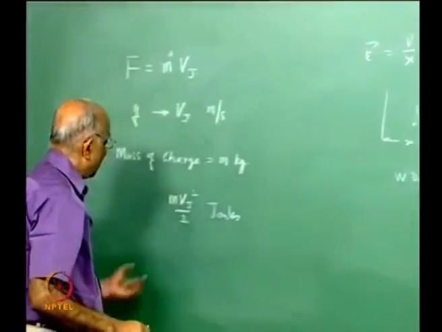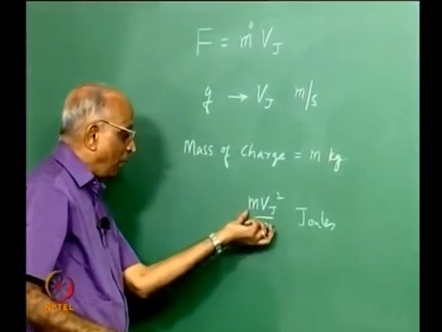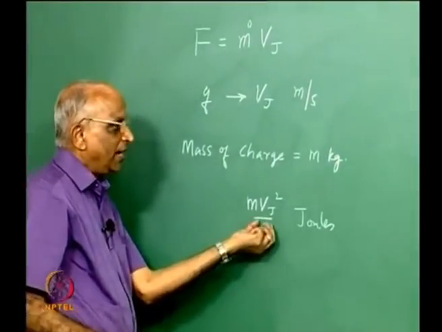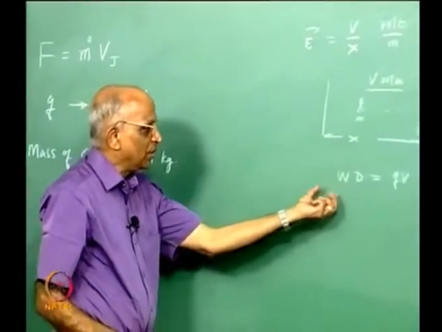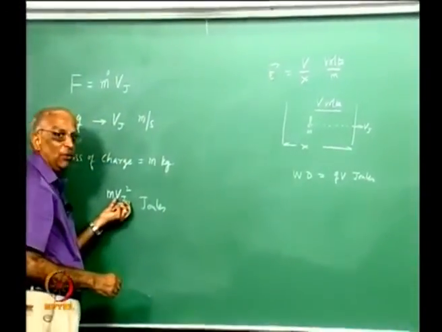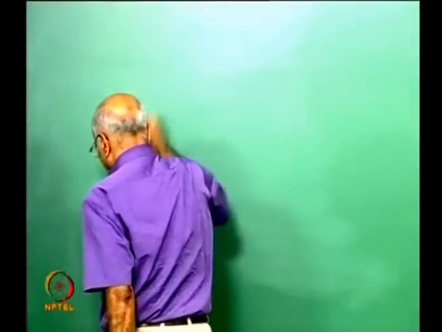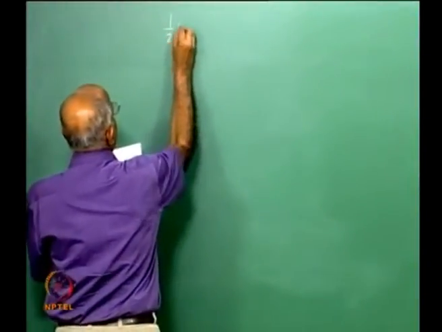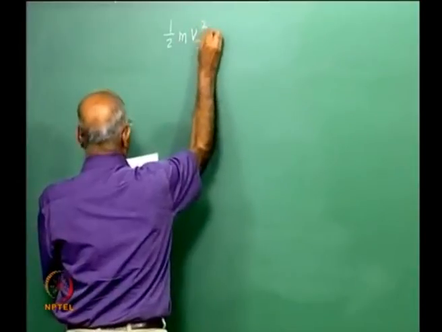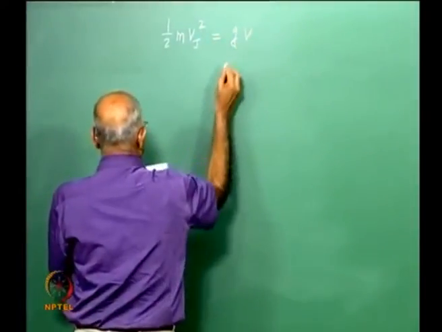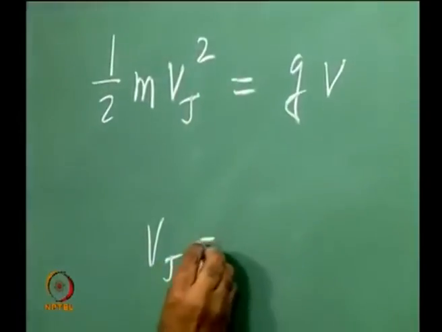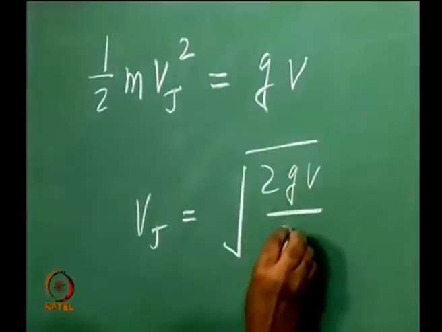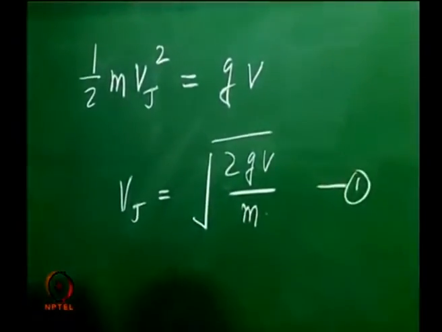The energy which the body gains, or the work done on the charge, is m Vj square divided by 2, and I equate these two expressions to be able to determine the value of Vj. Let me put it together: I get half m into Vj square is equal to qV, or rather I get the value of Vj is equal to under root 2 qV by m, my equation 1.